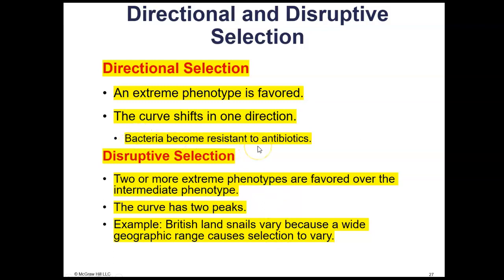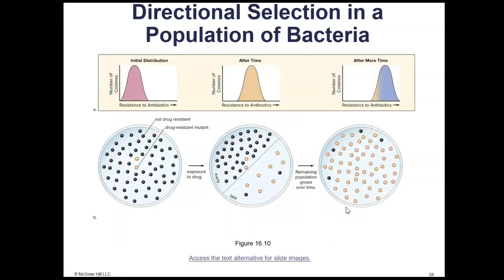When bacteria become resistant to antibiotics, the ones that have the resistant gene, that would be an extreme version of the trait. The average would be that they don't have the resistant gene. So when they have the resistant gene, they are selected for, and those are the ones that survive. So that would be one end of the curve. Disruptive selection is when the curve has 2 peaks, and an example are British land snails, and it has to do with their stripes.